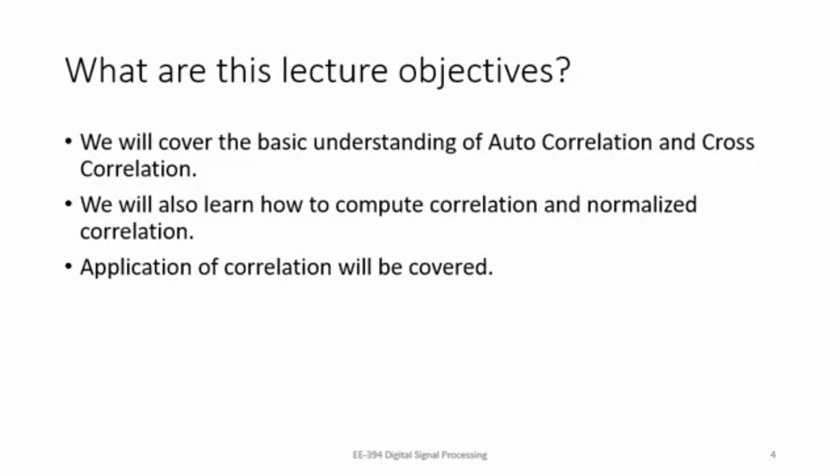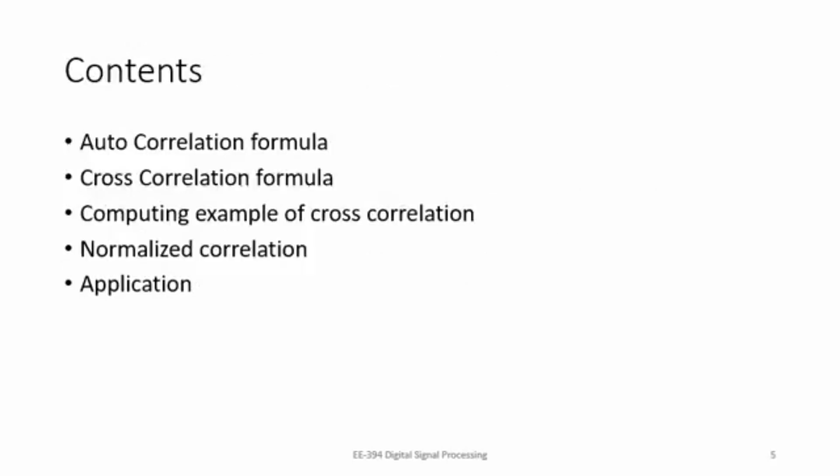On the slide, we will first of all cover the basic understanding of correlation, including autocorrelation and cross-correlation. We will look at the computation of correlation, how it is performed, and what normalized correlation is. And lastly, we will look at one application of correlation. So as I mentioned, these are the contents for our lecture today.